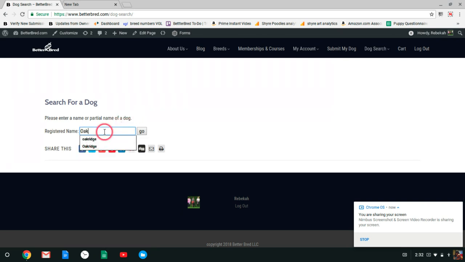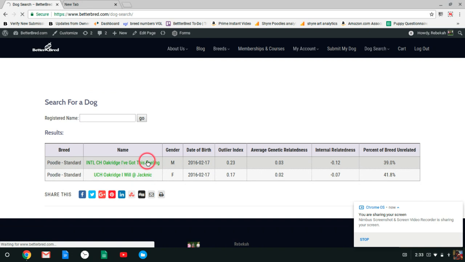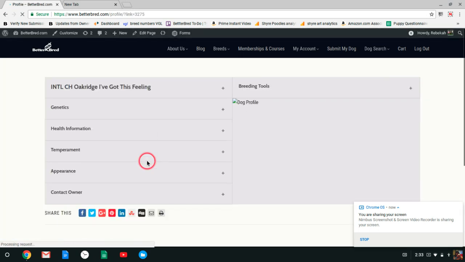So the first dog I'm going to search is Oak Ridge. You can just search a part of a name and it'll bring up all the dogs in our database with that name. So here he is. This is Cam. We're going to go to his profile and talk about what each element means, and then we're going to do a test breeding with him.